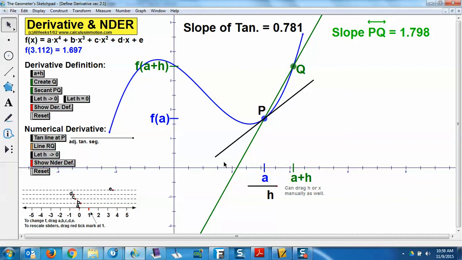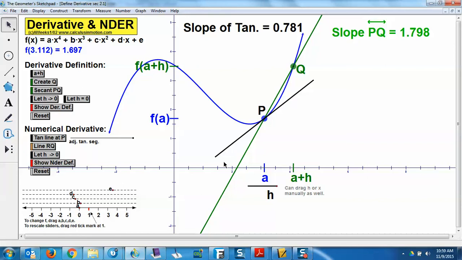How do I get this point closer to this point? Let H do what? What happens to H as that green X value gets closer to the blue? H is getting smaller, right? As a matter of fact, if H is 0, then they become the same. Of course, that's a problem, right? Because then we don't have 2 points anymore. We only have 1, right? So we don't want to let H equal 0. We want to let H get closer and closer to 0.